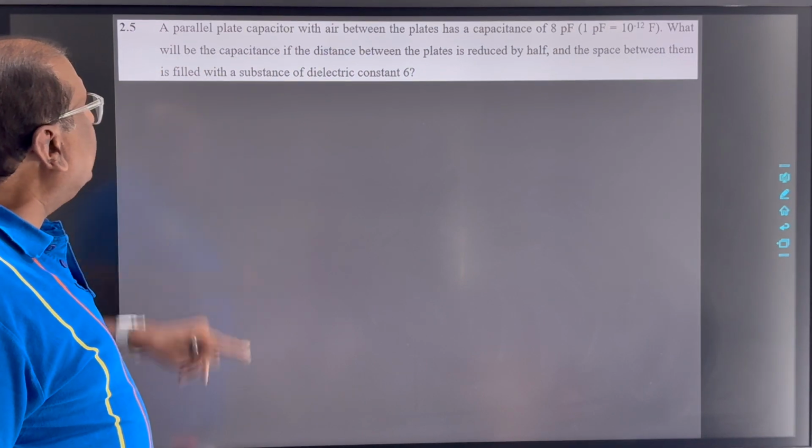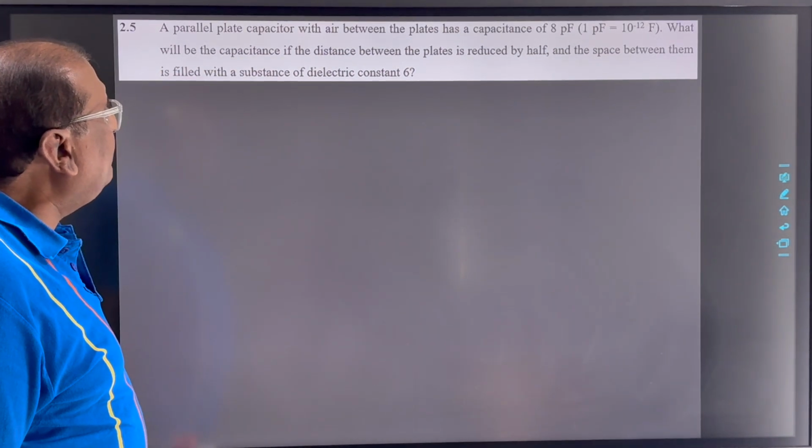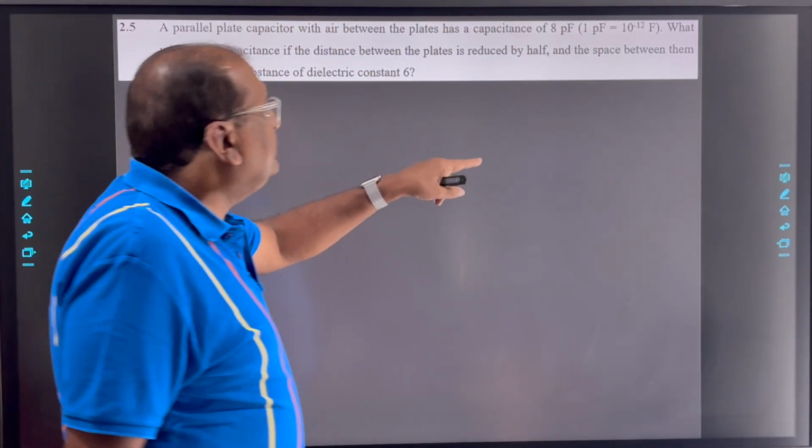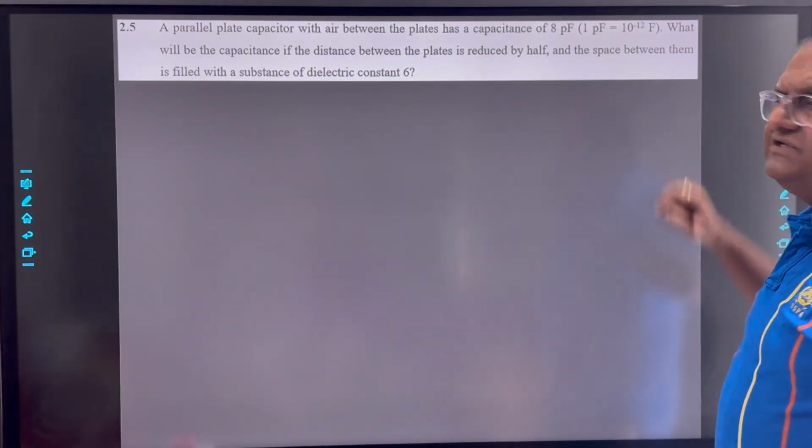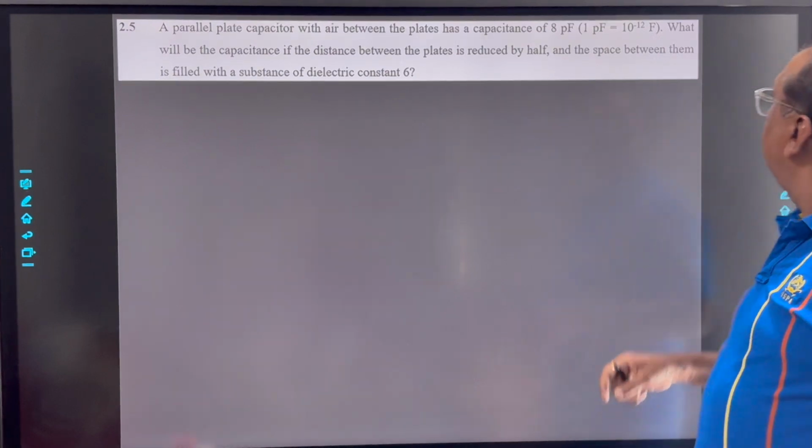Now 2.5. A parallel plate capacitor with air between the plates has a capacitance of 8 picofarad. 1 picofarad, that is 10 raised to minus 12 farad.